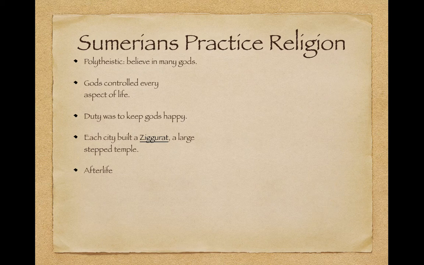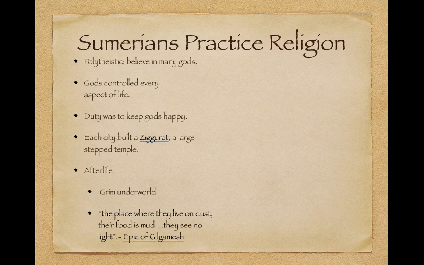They also believed in an afterlife. Now, their idea of an afterlife was this grim underworld. It was not good. Right? There was no heaven or hell. Everybody went to the same place, and it was known as the grim underworld. From the Epic of Gilgamesh, which if we have not watched in class already, we will watch in class, this is a quote describing the afterlife. It says, it's this place where they live on dust, their food is mud, and they see no light. Right? It does not look like a place that you would want to go.